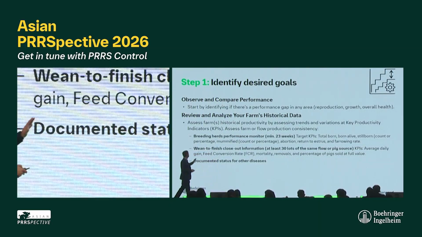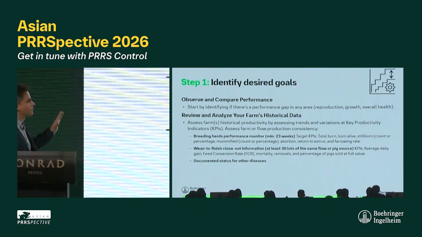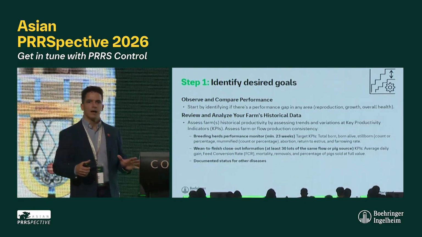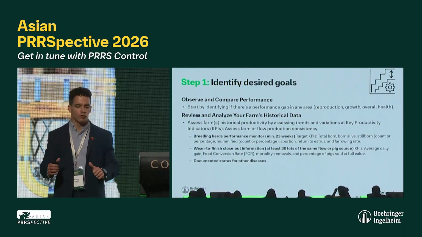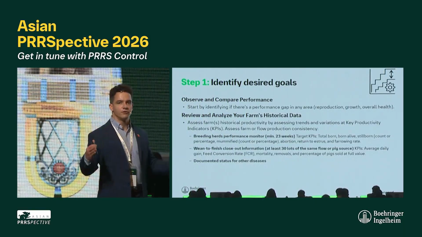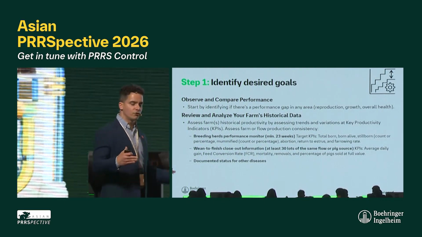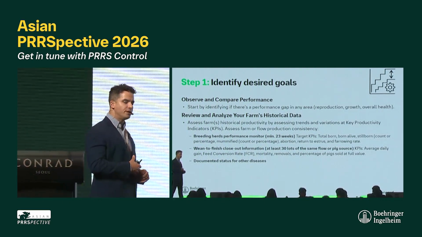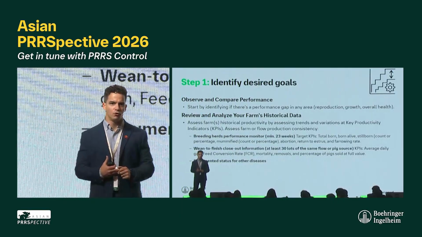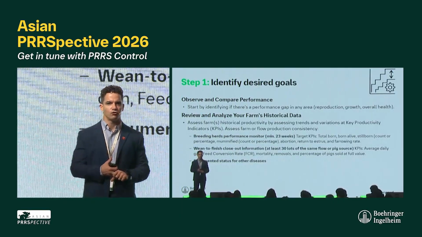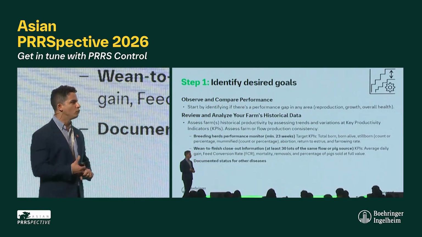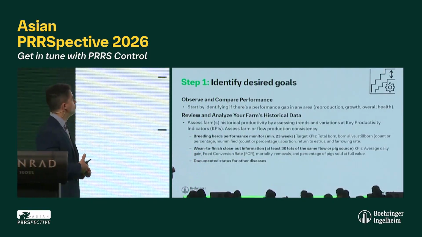So here, what's important in this step is to observe and compare the performance, right? So you want to know if the particular herd that you have in mind, or the different sow farms or flows that you have in your system, how are they behaving? Is it necessary that I launch an investigation to try to understand if there are any issues that could be contributing to clinical signs that I'm seeing in those herds?